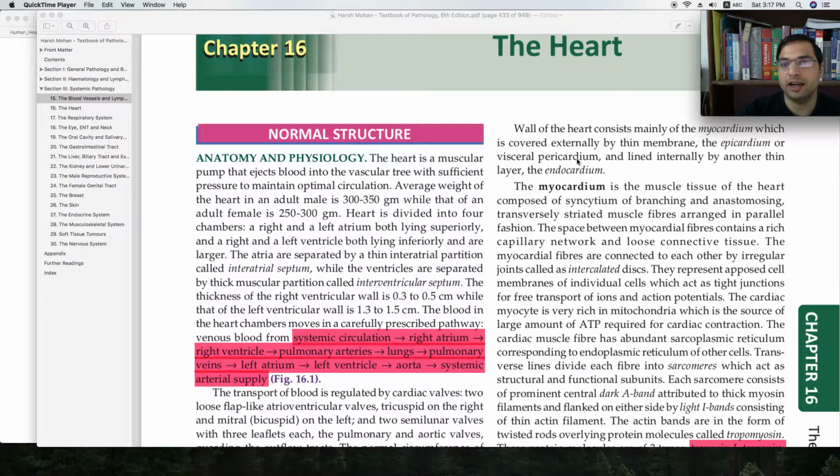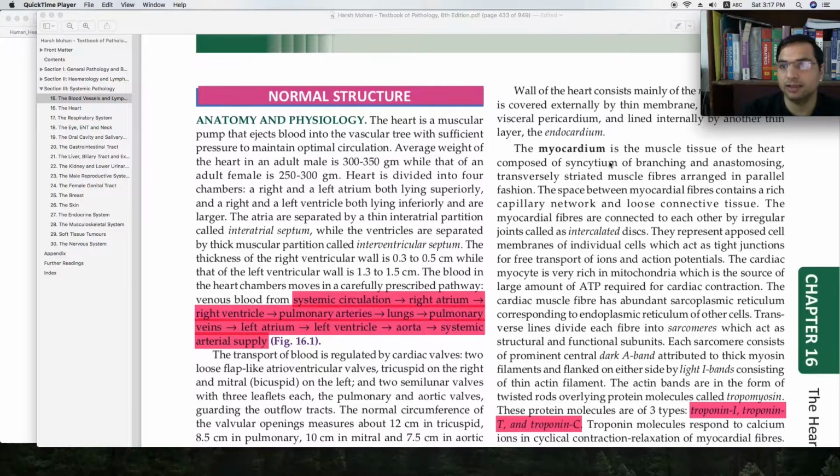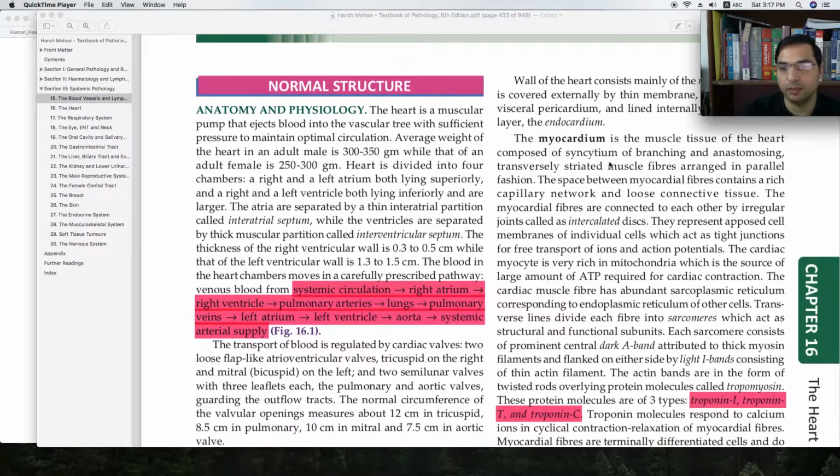Now this pericardium is a double membrane. The inside is the visceral membrane and the outside is the parietal membrane, and between the visceral and parietal membranes there is a little fluid, a very small amount of pericardial fluid, so as to avoid friction.